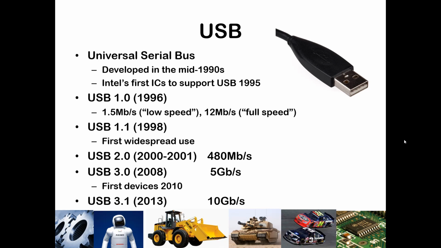and then in the later part of the first decade of the 2000s, we started seeing USB 3.0, and the first devices that used those emerged in 2010, and that allowed for 5 gigabits per second, and that standard has since been enhanced to allow for 10 gigabits per second. So that allows really rapid data transmission.